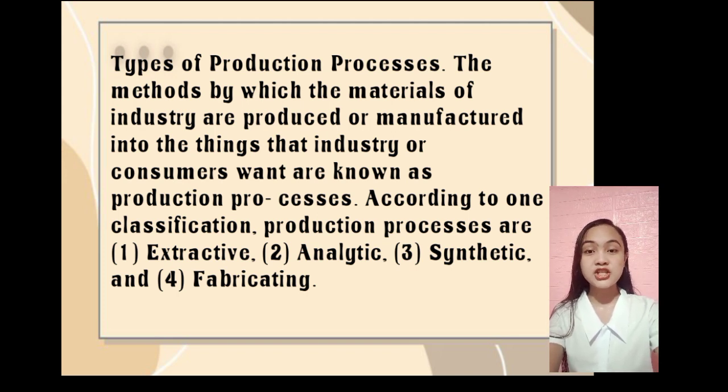So first we have the extractive process. In some industries, the basic production process is one of extracting substances from the earth or the sea, known as the extractive processes. Examples of these are the mining of coal, iron, or gold and silver, and also the extraction of magnesium and other chemicals from the ocean.